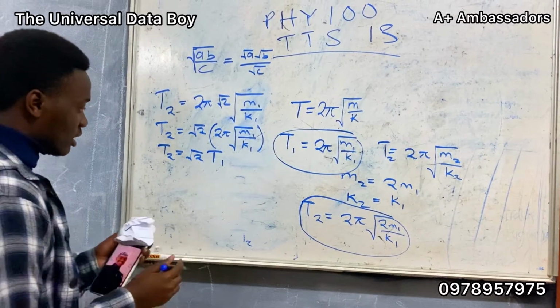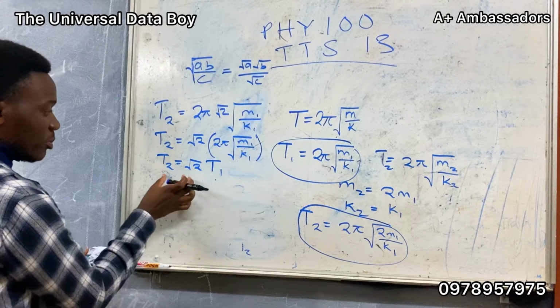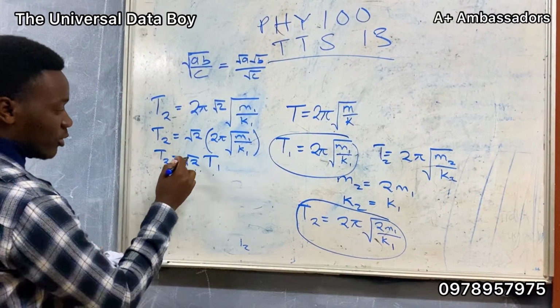So in the question, it told us to see how the period changes. The period changes by a factor of square root of 2.